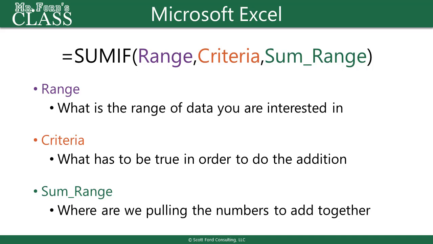Once again, you have the range. What's the range of data we're interested in? Where are we looking? What are we curious about? What are we examining? The criteria is, what are we looking at it for? What is the condition that has to be true for something to happen? And then the sum range is, if this is true, this is what we're adding together.